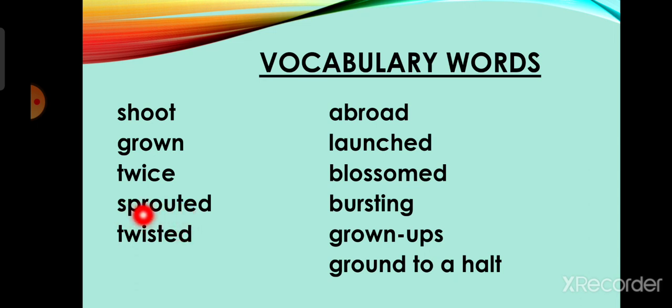Twisted. Twisted means rolled in a particular shape. Abroad. Move in different directions. Launched. Launched means floated into the air. Blossomed. Blossomed means when flowers grow, it is called blossomed.